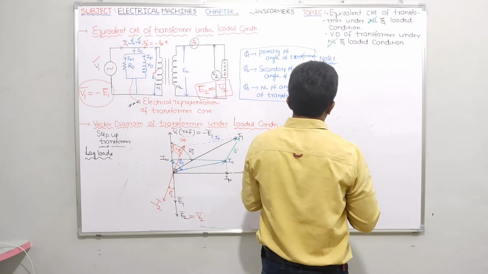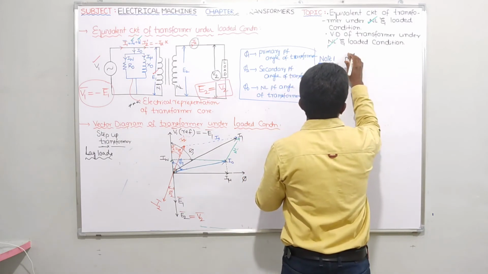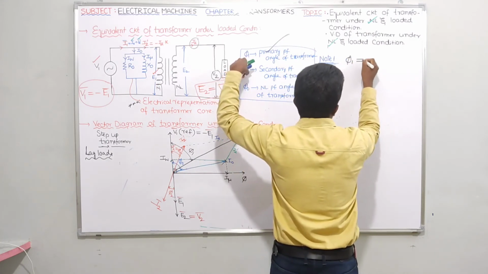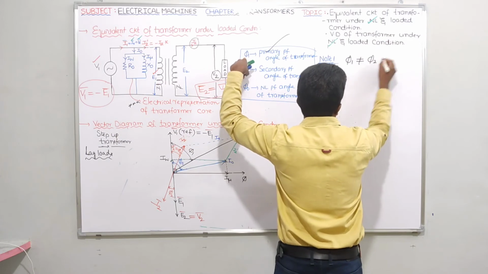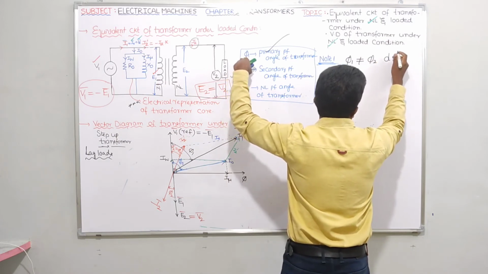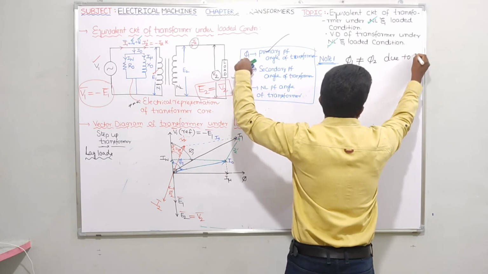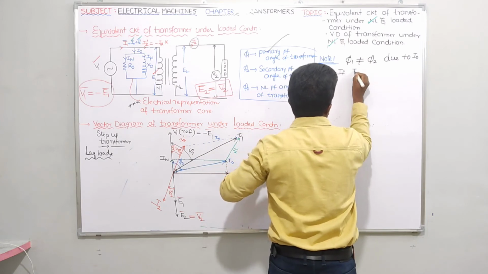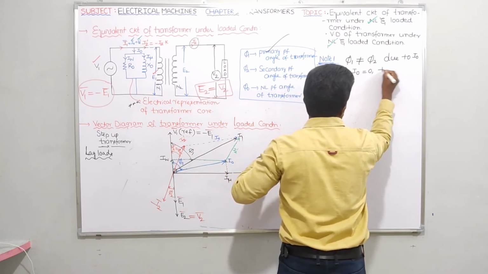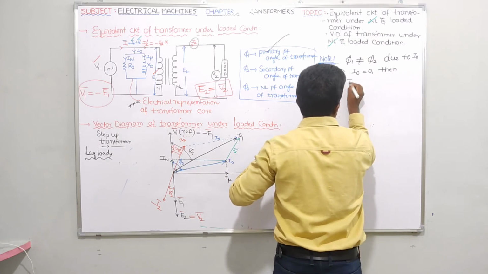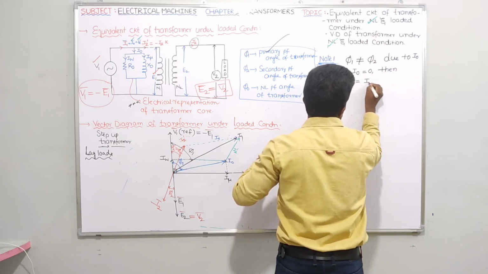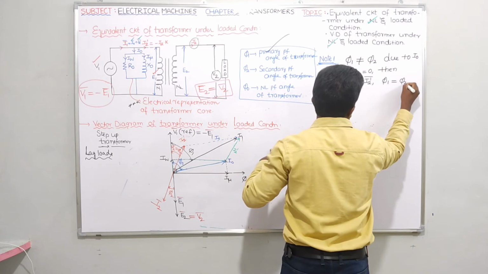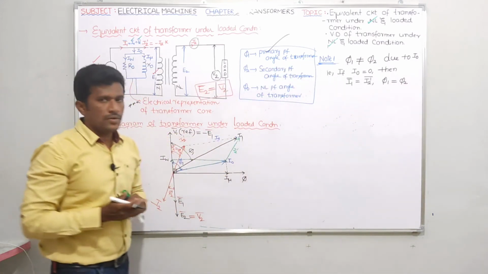So let me write that point here. Note 1: Phi 1 is not equal to phi 2. What is the reason? Phi 1 is not equal to phi 2 due to I0. That is, if I0 equals 0, then I1 bar equals I2 dash bar, and phi 1 will be equal to phi 2. So that is the conclusion. Okay, that is note 1.